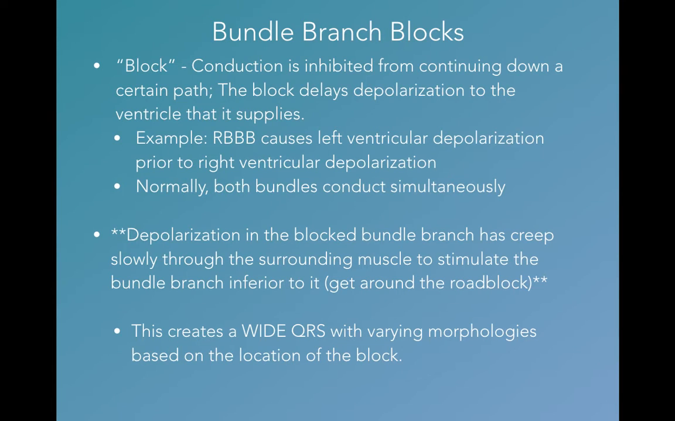So for both of these blocks, normally you have a widened QRS because it takes a long time for both of the ventricles to depolarize. But the morphology will change based on if it's a right or a left bundle branch, or if it's a hemiblock, like if it's only the left anterior or posterior fascicles. So there's a lot of combinations.